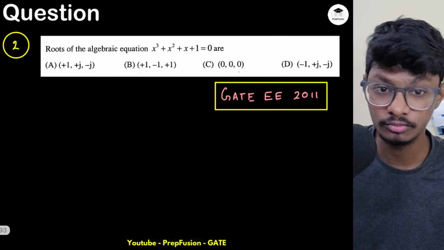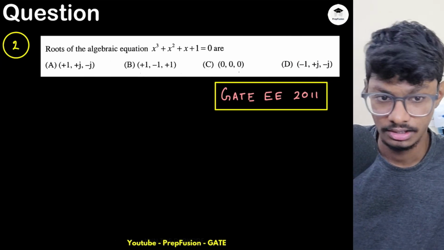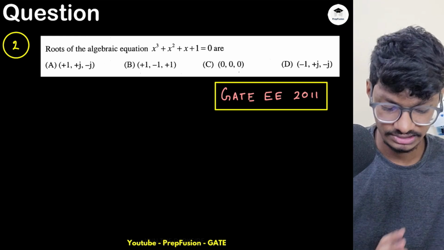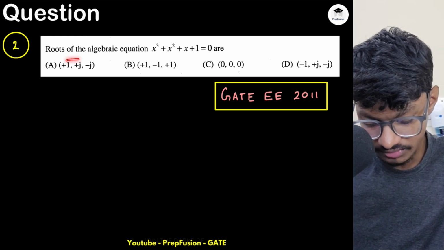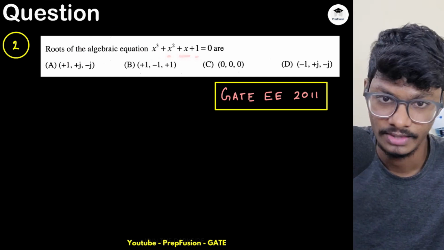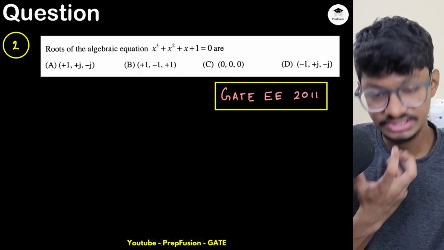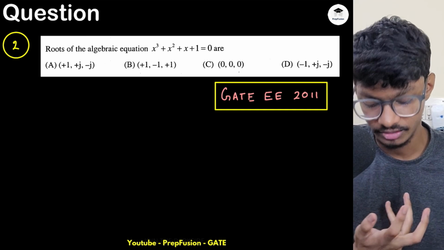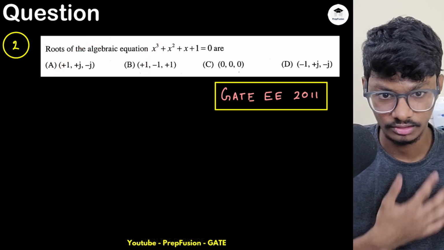Okay, so let's come to the next question. Gate has asked this question, which is much simpler. The roots of the algebraic equation x cube plus x square plus x plus 1. So what are the roots? Roots means the values which satisfy the equation. So basically, you can put the values over here and check.